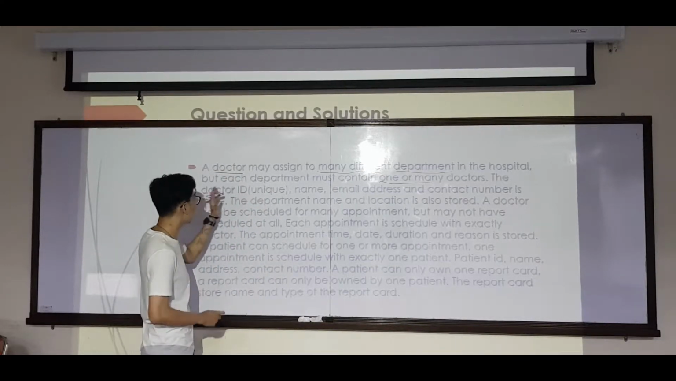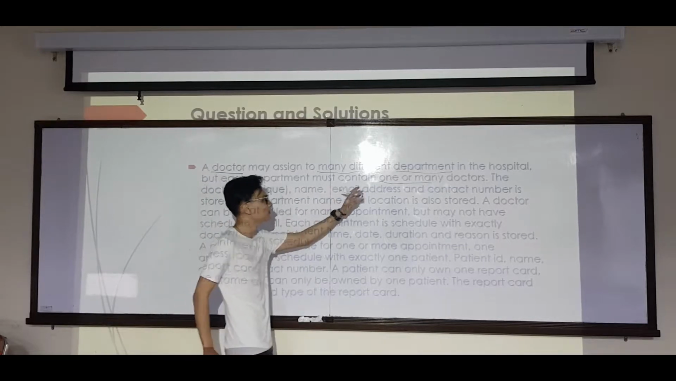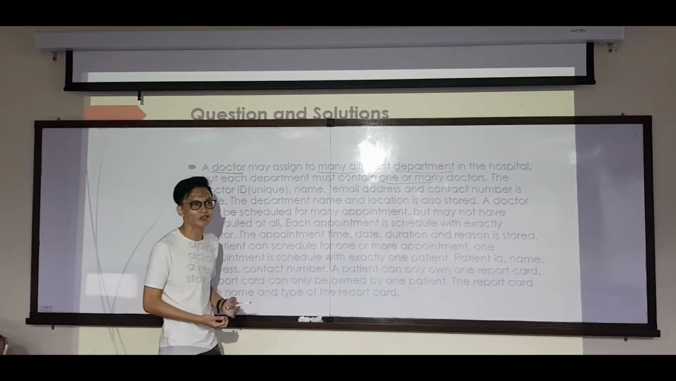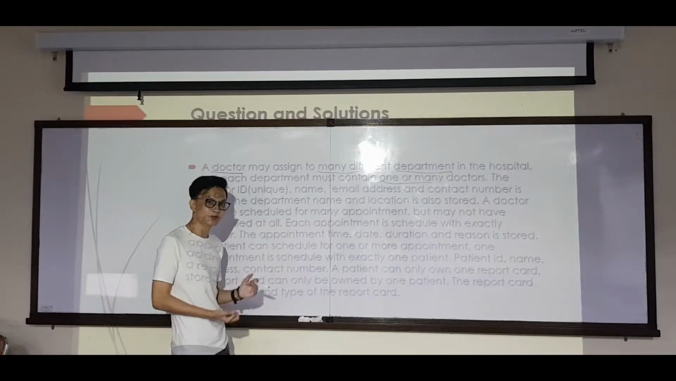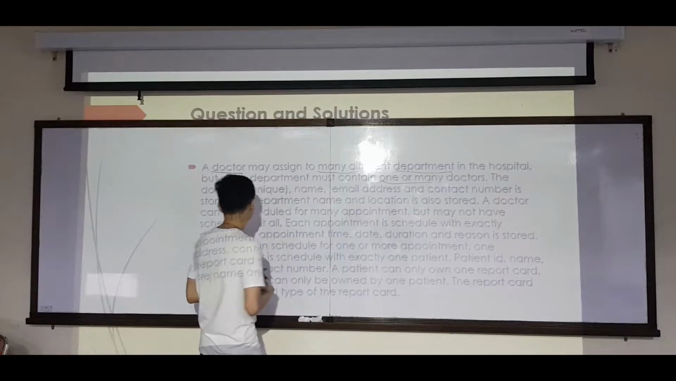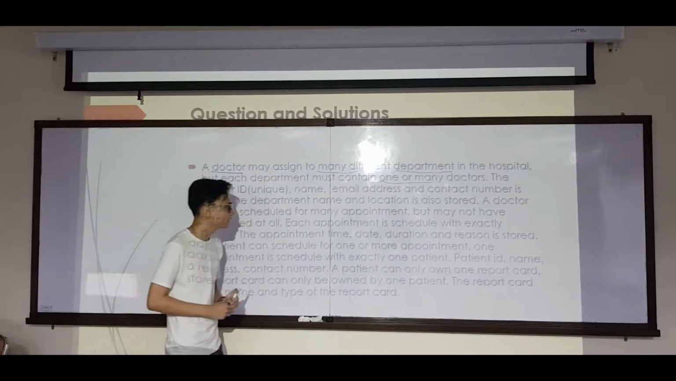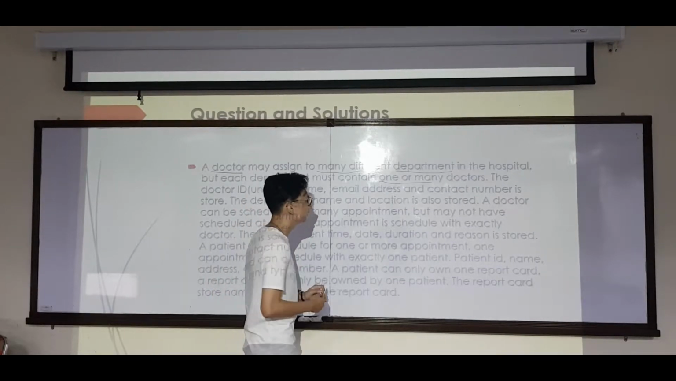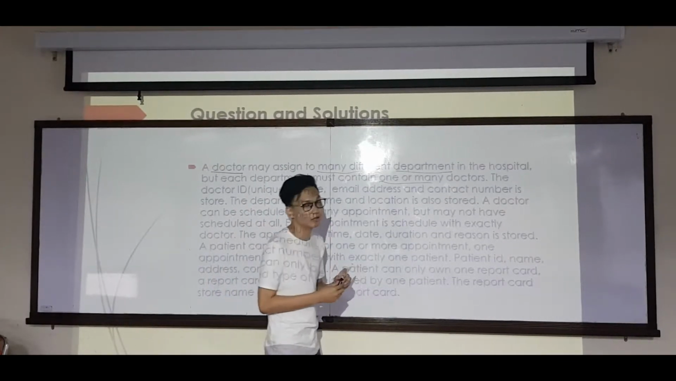Okay? The doctor ID, unique, name, email, and contact number are stored, which shows that these are the attributes of the doctor entity. Okay. Next is the department. So name and location are also the attributes for the department entity.